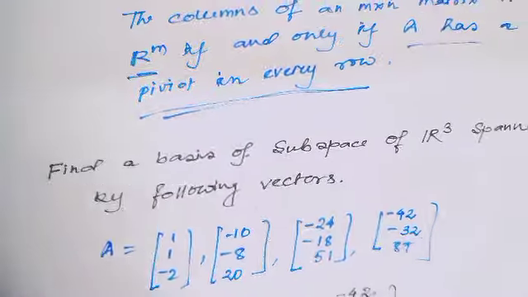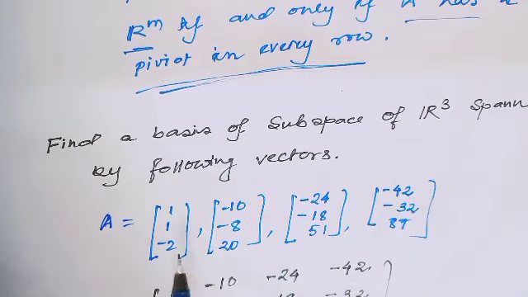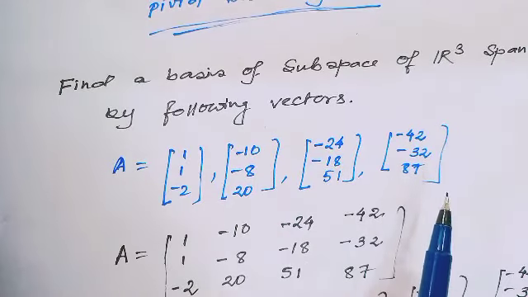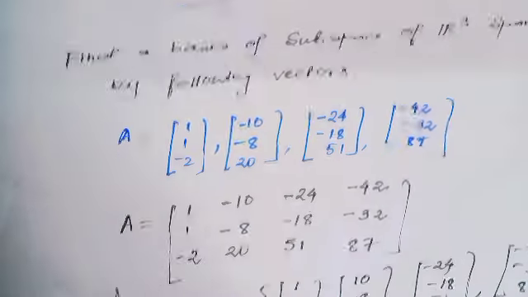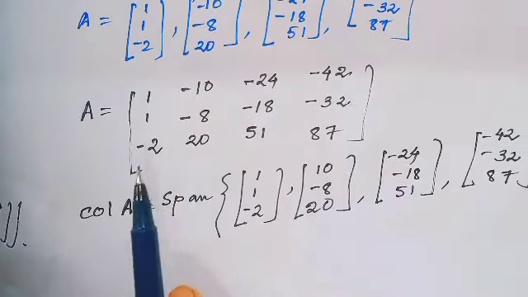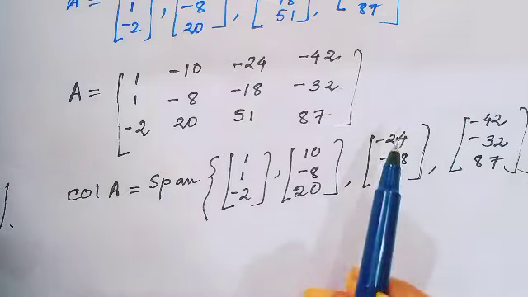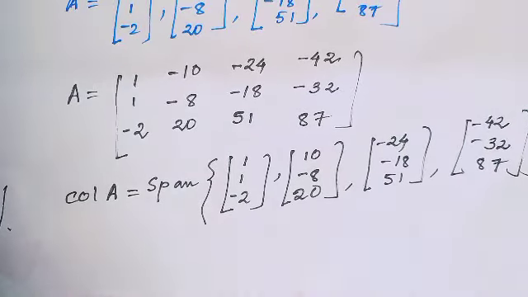See, find a basis of the subspace of R3 spanned by the following vectors: (1, 1, -2), (-10, -8, 20), (-24, -18, 51), (-42, -32, 87). These column vectors generate the matrix A. That means here the column space of A is spanned by these four vectors. Now we have to find the basis of this column space of A.